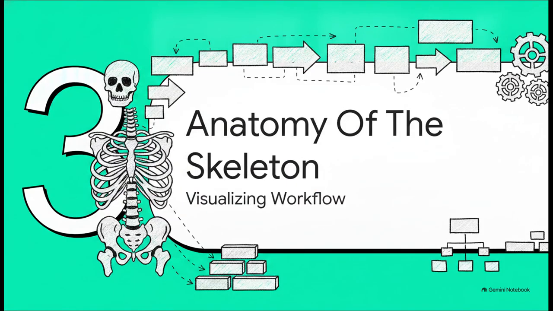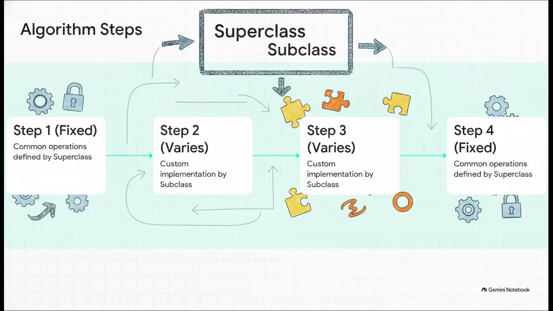Section 3. Anatomy of the skeleton. Visualizing the workflow. Let's break down how this actually builds a structured sequence, step by step. When you map out the operations, the flow just naturally alternates based on what you need. You might start off with Step 1, which is a fixed, common step that applies everywhere, say opening a database connection. Then Steps 2 and 3 might be your variable steps, where the subclass injects its very specific behavior, like how to format a particular file type. Finally, Step 4 jumps back to a fixed step, like closing that connection.